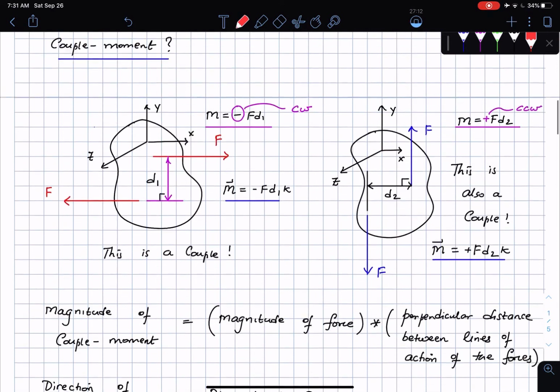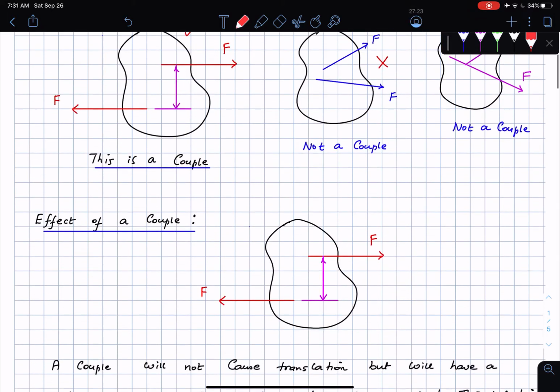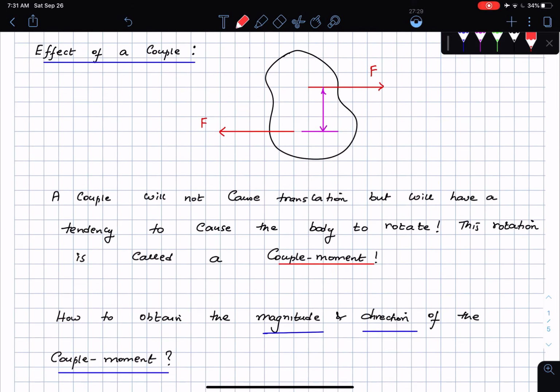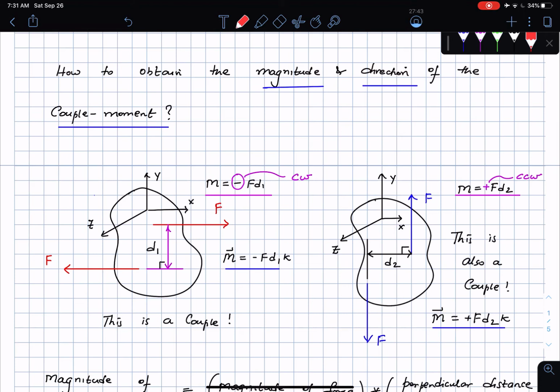I'm just going to go back here, and we defined a couple. There are two forces that are equal in magnitude, opposite in direction, and separated by distance. That's a couple. Then, what is the effect of a couple? It does not cause any translation. It causes only rotation. It has a tendency to only rotate the body. This tendency to rotate is called a couple moment, as we have defined. How do you find the magnitude and direction? Magnitude is given by force times perpendicular distance. Direction is given by the right hand rule.